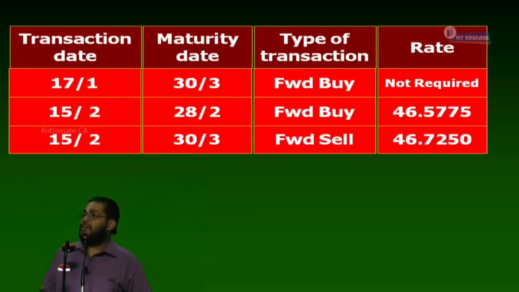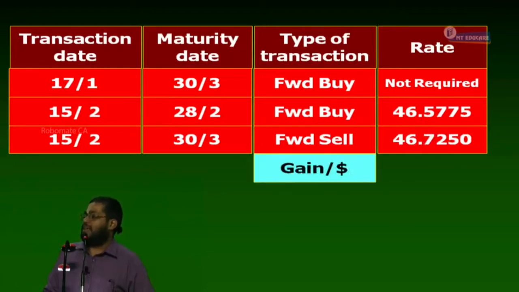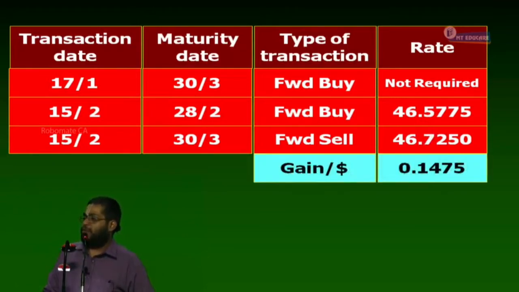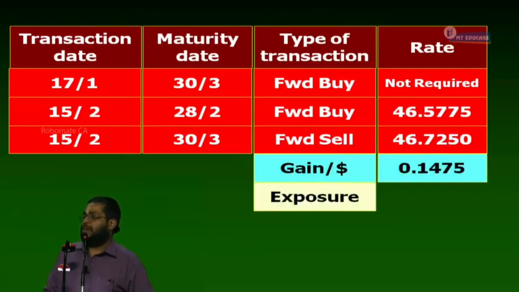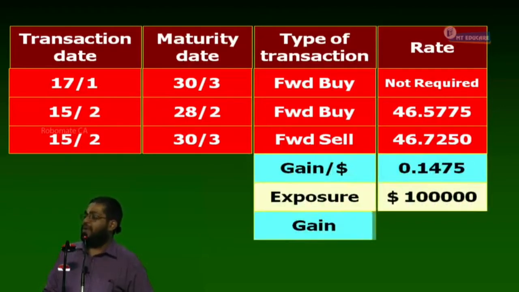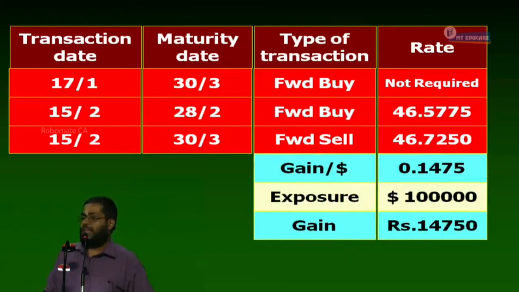Gain. Tell me what is the gain per dollar? 0.1475. His exposure is how many dollars? $1 lakh. Tell me what is the net gain going to be? 14,750. This is the extra money he has to pay compared to the original forward. Everybody following on here, ignoring the time value of money. This is the extra money he has to pay.